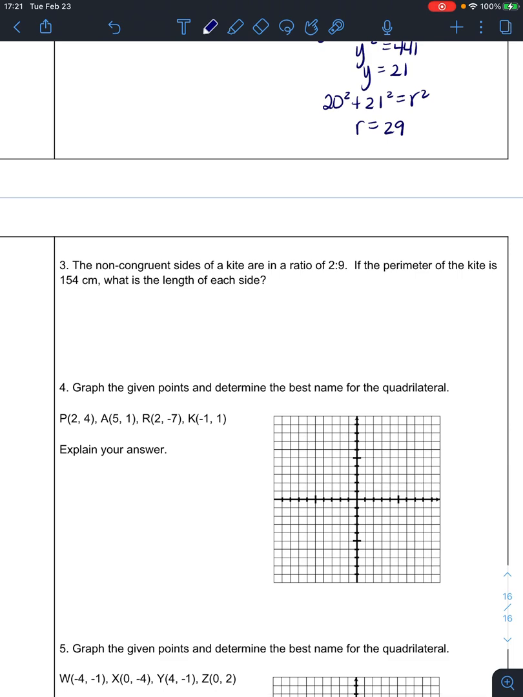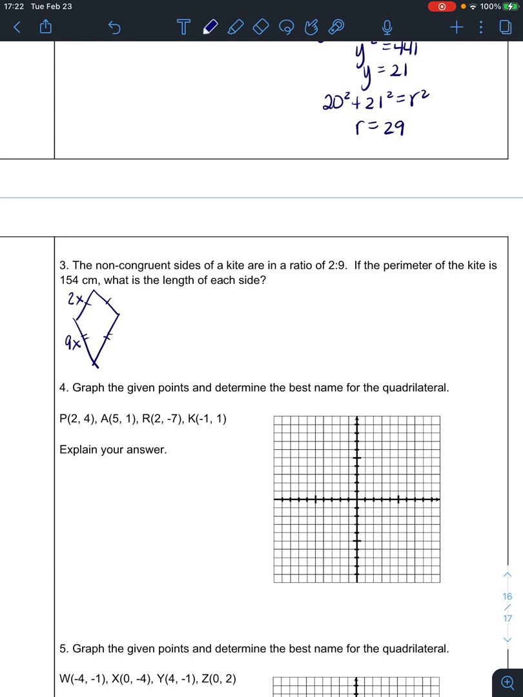The non-congruent sides of a kite are in a ratio of 2 to 9. Now, we've done these types of problems before, like when I gave you the ratios of the angles of a triangle, 1 to 2 to 3, we would say 1x plus 2x plus 3x equals 180. So we're going to do the same thing. What this means is that if our non-congruent sides are in a ratio of 2 to 9, then this side would be 2x and this side would be 9x because they have the same multiplier.